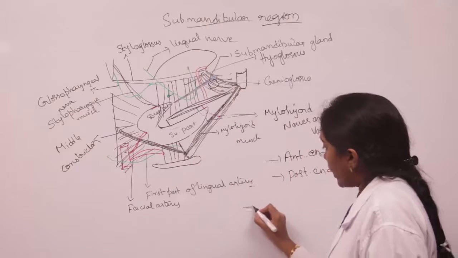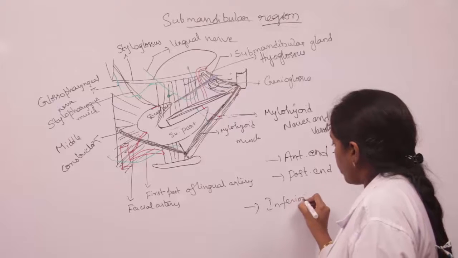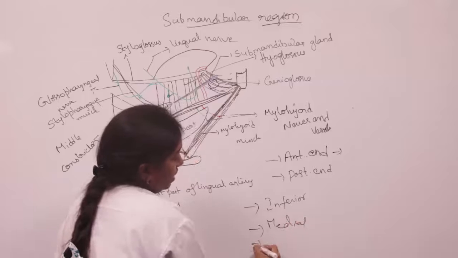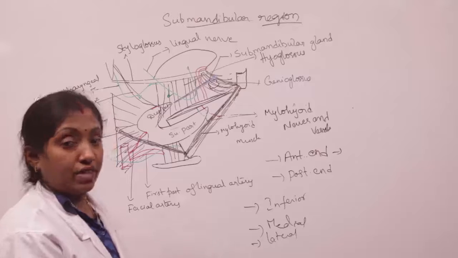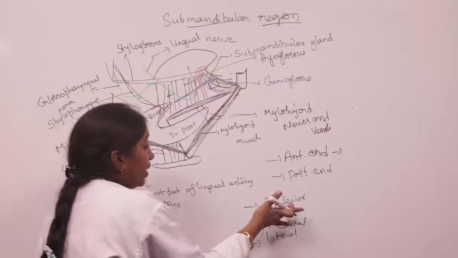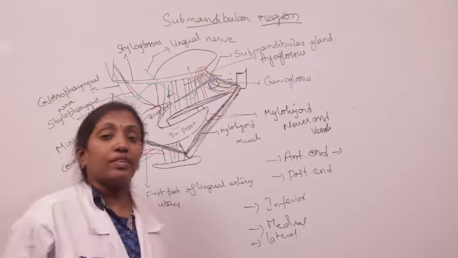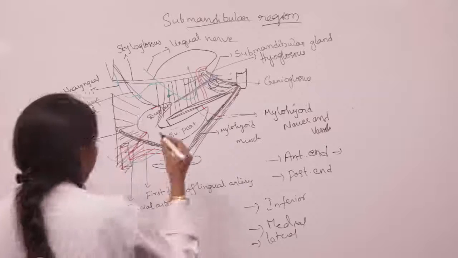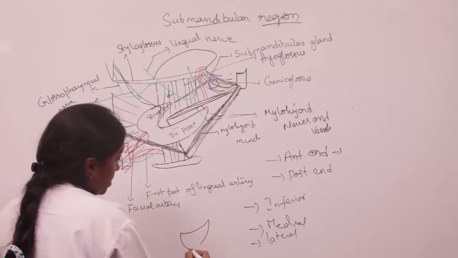The gland presents three surfaces: inferior, medial and lateral surfaces. The inferior and medial surfaces are covered by the deep cervical fascia.